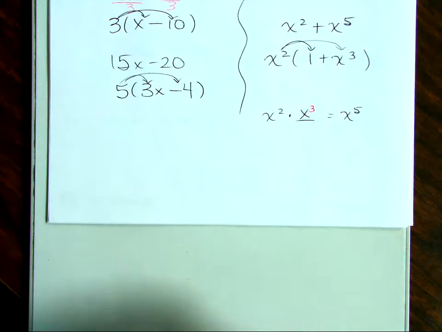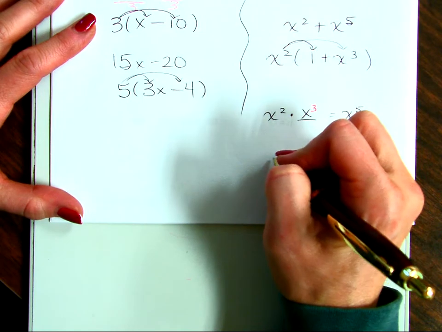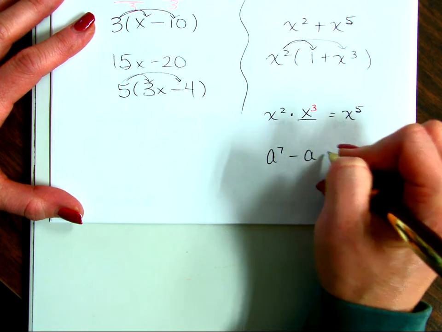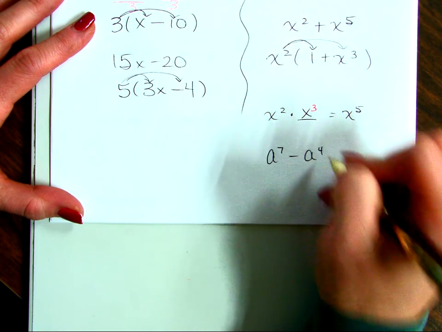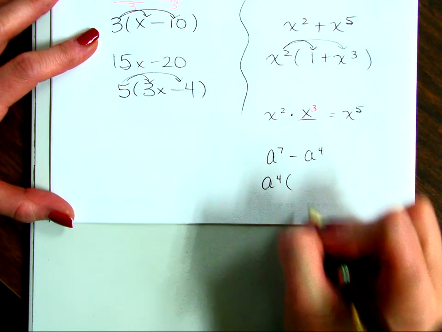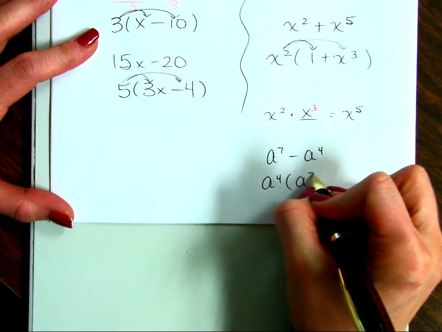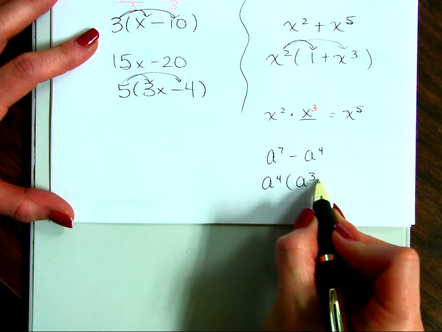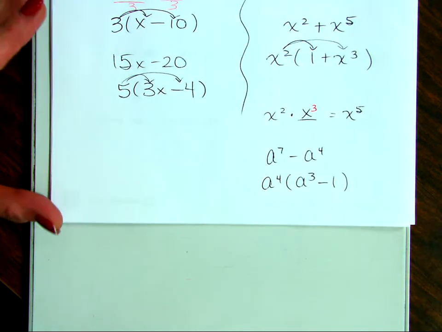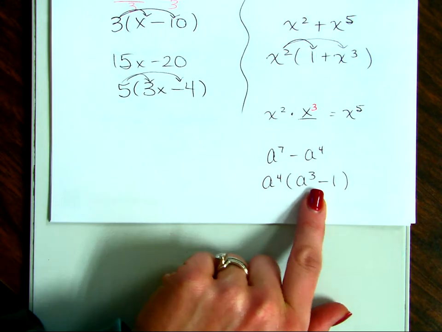So let's take the GCF of a to the 7th minus a to the 4th. The biggest amount that they both can give me is an a to the 4th, which means I would have an a to the 3rd here, because 4 plus 3 has to give me 7, and then minus 1, correct? Find it, factor it out, okay?